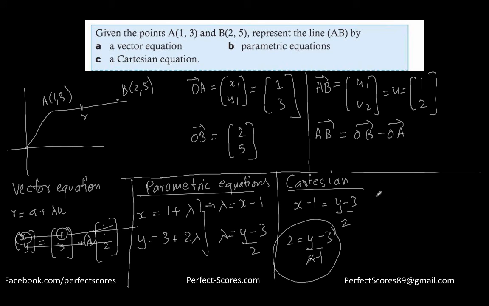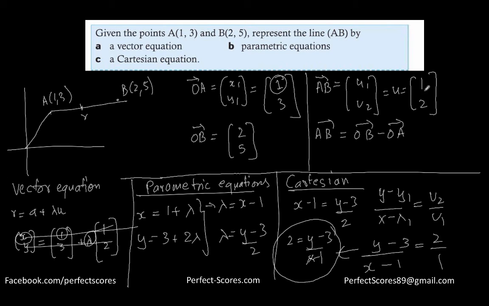Another way of getting the Cartesian equation is very simple. It says that (y minus y1) over (x minus x1) is equal to u2 over u1. So what is y minus y1? You know the value of y1 is 3, divided by x minus x1, you know the value of x1 is 1, is equal to u2 over u1, which is 2 over 1. That gives us exactly the same thing. As you can see, this is u2 and this is u1. It gives us exactly the same thing that we're trying to find.